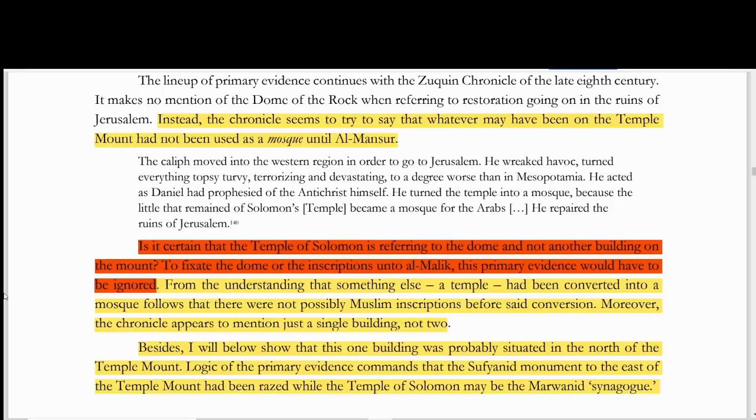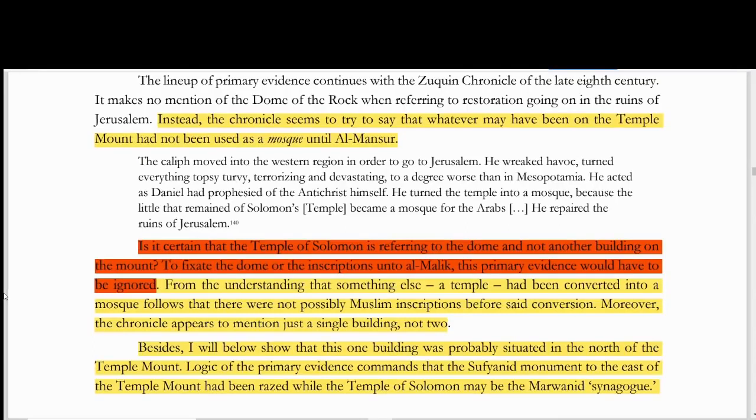Is it certain that the Temple of Solomon is referring to the dome and not another building on the mount? To fixate the dome or the inscriptions onto Al Malik, this primary evidence would have to be ignored. From the understanding that something else, a temple, had been converted into a mosque, follows that there were not possibly Muslim inscriptions before said conversion. That kind of makes sense, doesn't it?